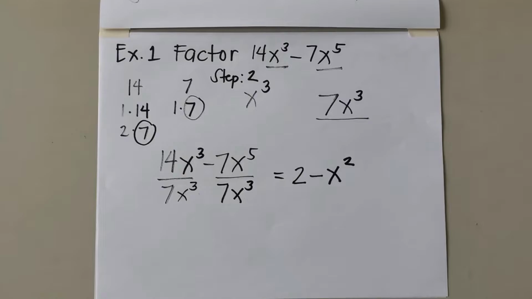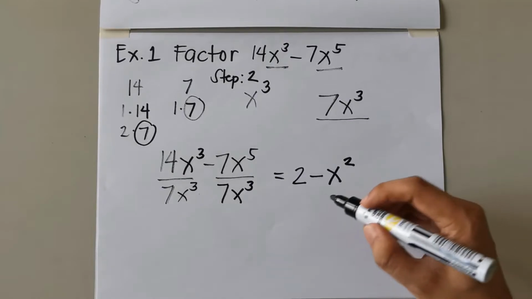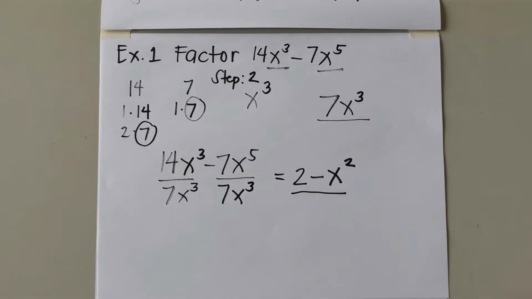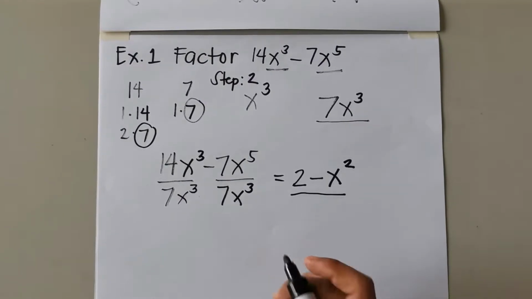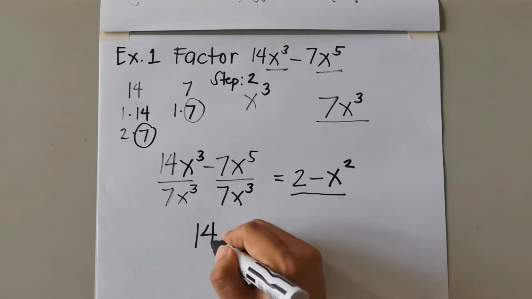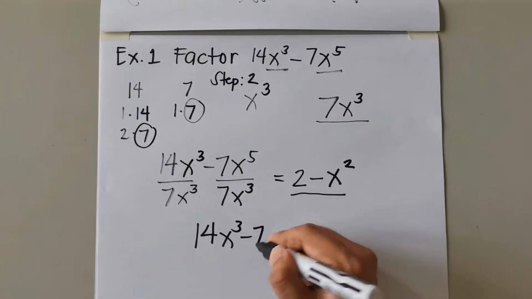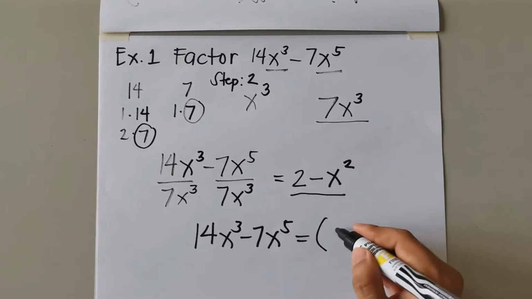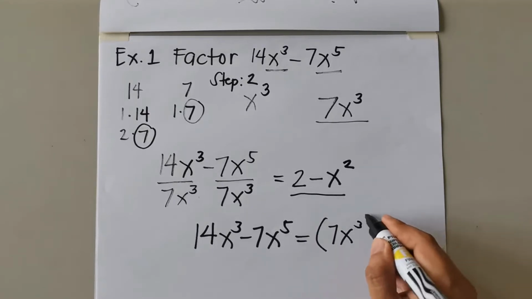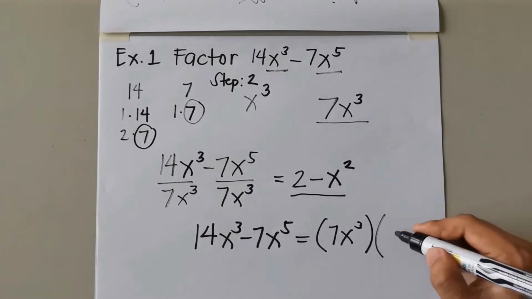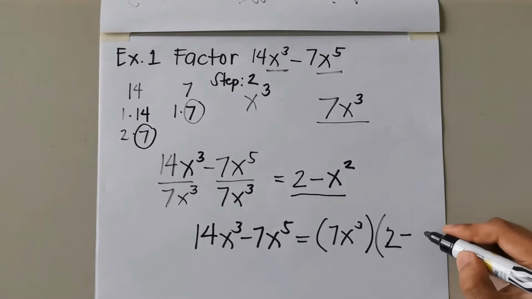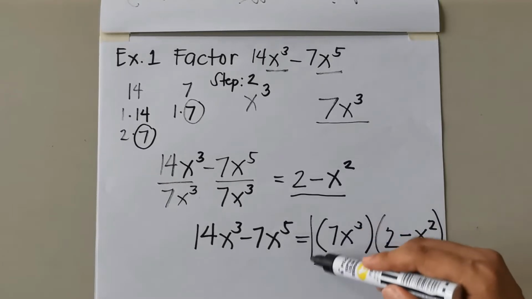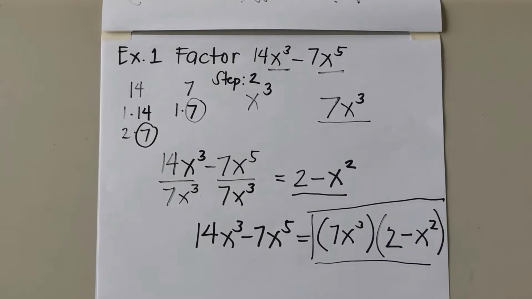And now we are down to our final step, which is to copy our first answer together with our second answer. And thus, for the given 14x cubed minus 7x raised to 5, our factors are the quantity of 7x cubed and the quantity of 2 minus x squared. So once again, this is our factors.